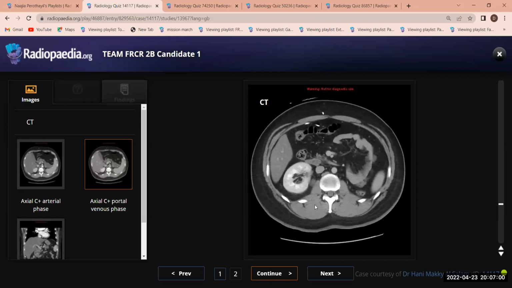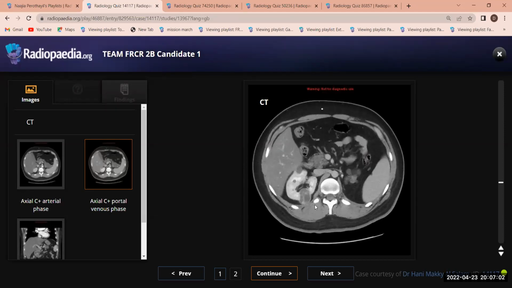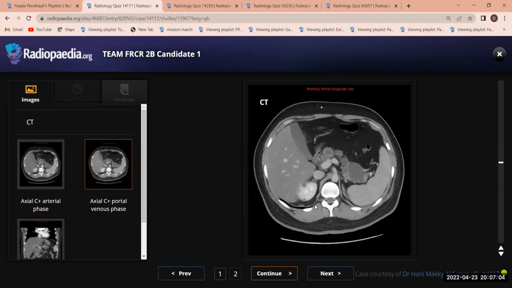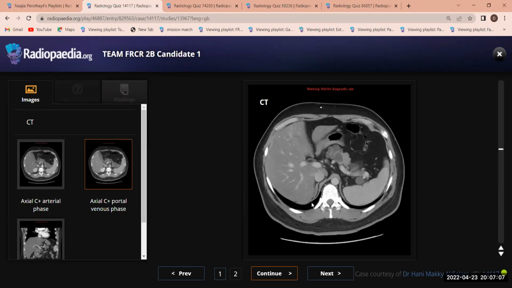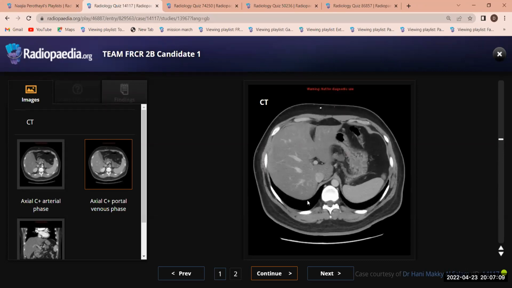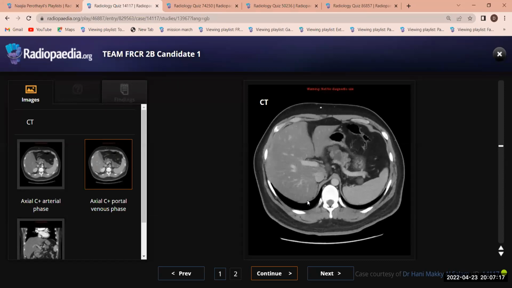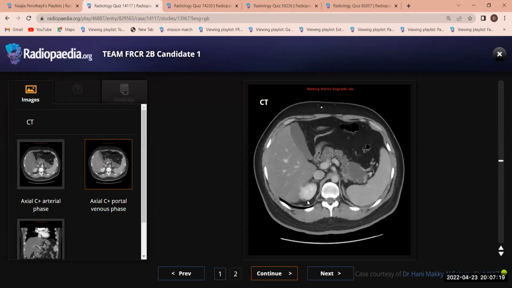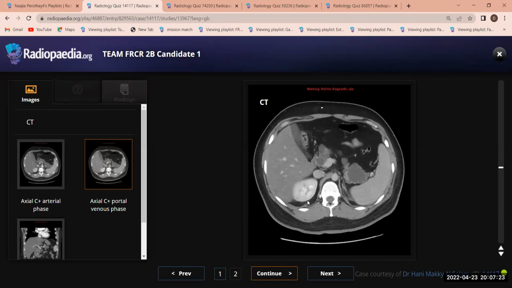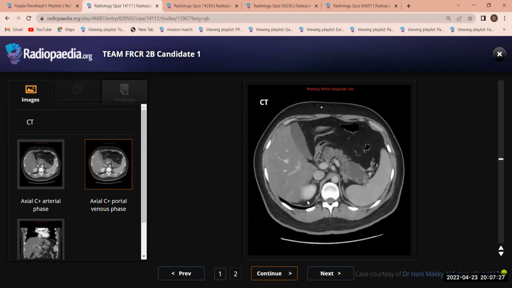What are you thinking of? I didn't see any cyst within the liver. I was thinking of polycystic liver kidney disease, but the kidney is not enlarged, the right one. There could be other syndromic associations like von Hippel-Lindau, in which case we could see multiple cysts in the spleen and the liver. Okay, so what would you do next?